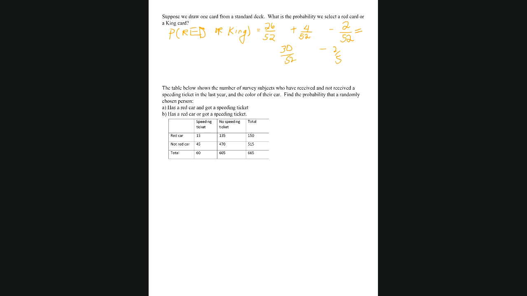And that's going to leave me with 28 over 52. You can change that to a decimal if you want. Now, we sort of reasoned through this, red and king, but you could have found that as well by using the formula.